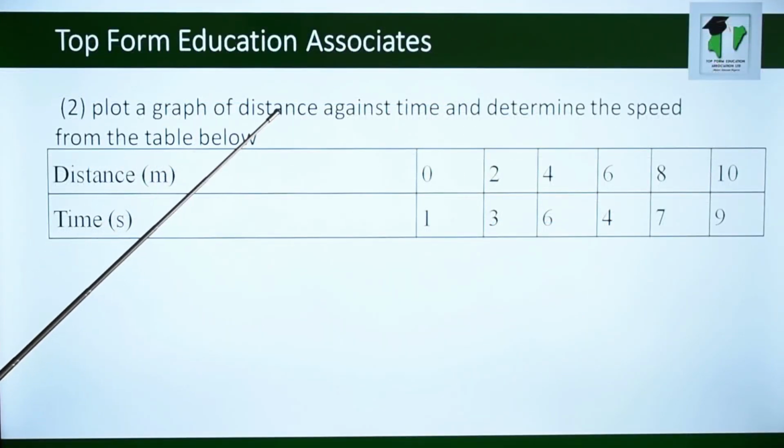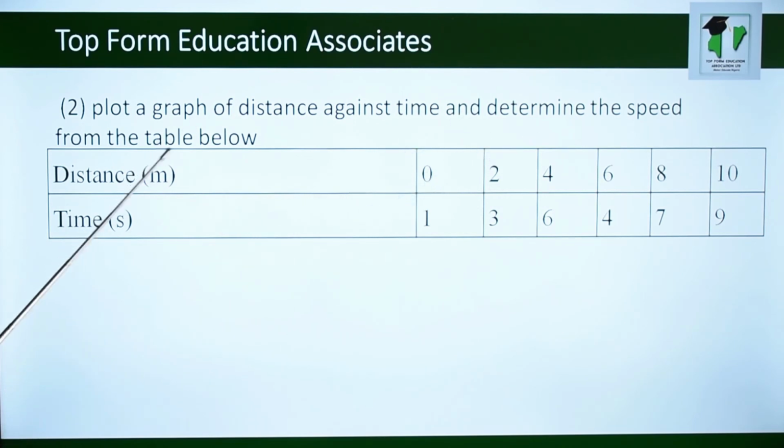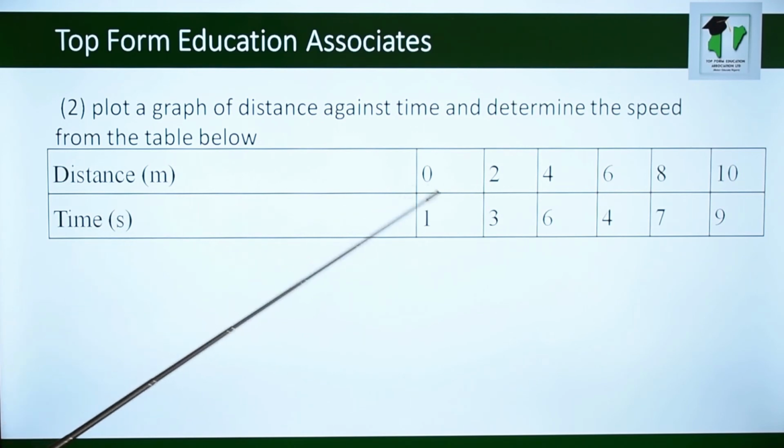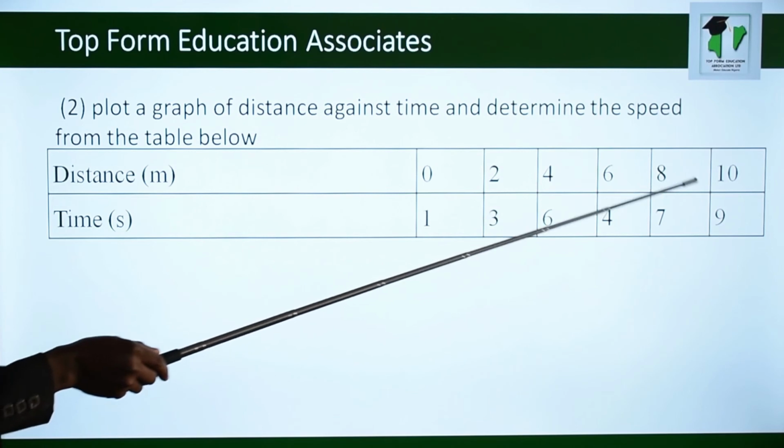We have example 2. Plot a graph of distance against time and determine the speed from the table below. We still have distance in meters and time in seconds, to tell you it's a distance-time graph. Now we have the distance covered: 0, 2, 4, 6, 8, 10.